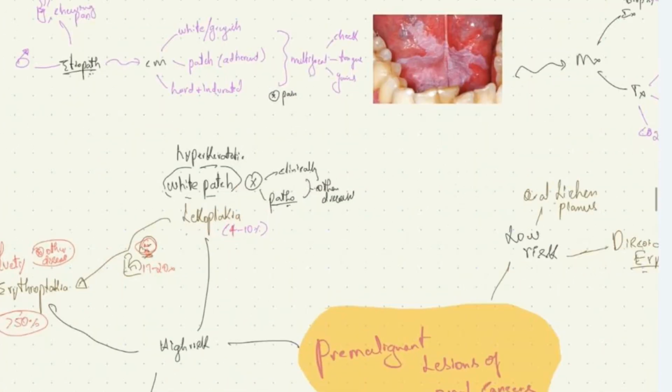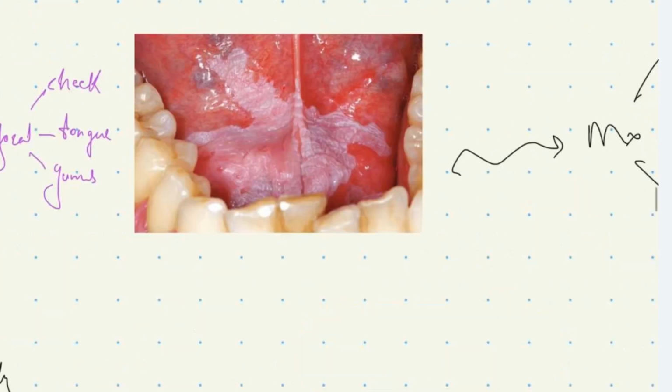Leukoplakia is a hyperkeratotic white patch seen in the oral cavity with no clinical and pathological evidence of any other disease causing this white patch. So here you can see the white patch, a tough white patch, which is hyperkeratotic, and it is adherent to the underlying structure.